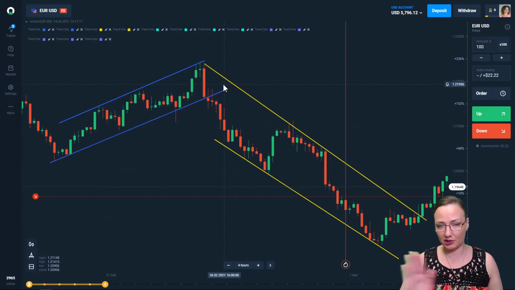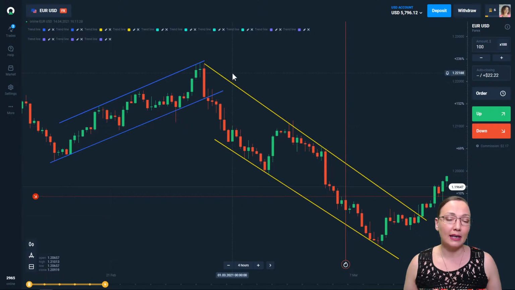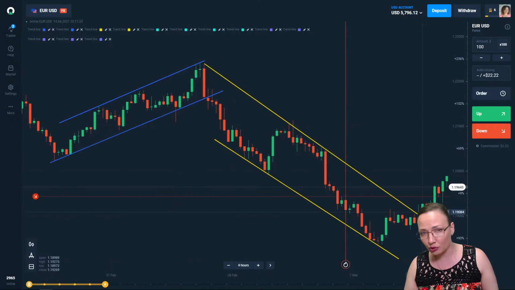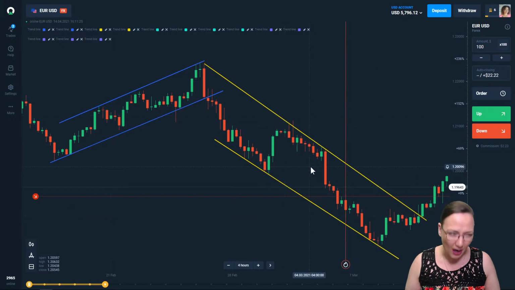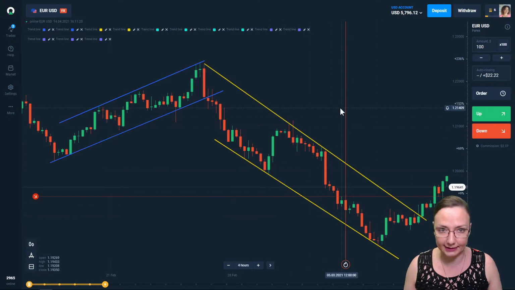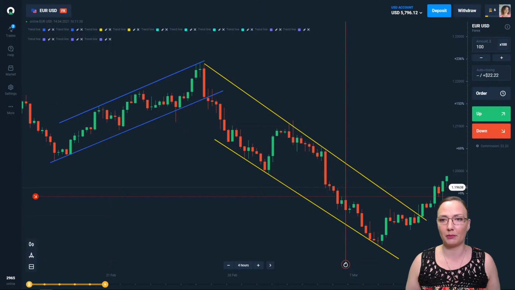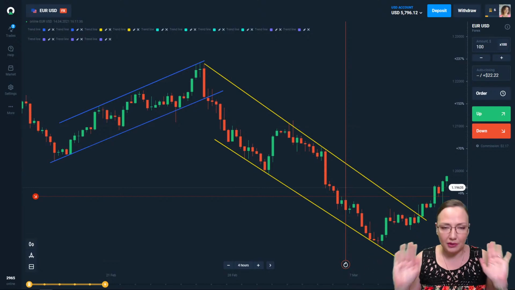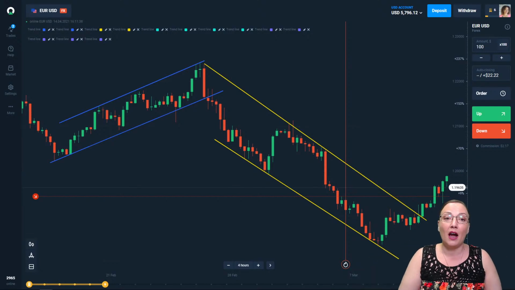So once again, my friends, just remember, if we have an uptrend, it's much better to trade up from trend line support. Whenever we have a downtrend, it's much better to trade down from trend line resistance, in the direction of the main trend. Because counter trend trading is a little bit more risky, but you can definitely take advantage of that.